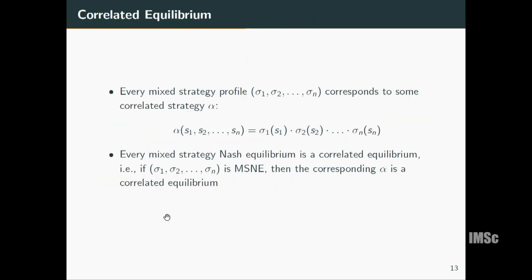I have an example, but I have too many things before that. Let's see. This we have already done, that every mixed strategy profile can correspond to a correlated equilibria, because we saw that every mixed strategy can be implemented by a correlated strategy. That means every mixed strategy Nash equilibria is also a correlated strategy equilibria.